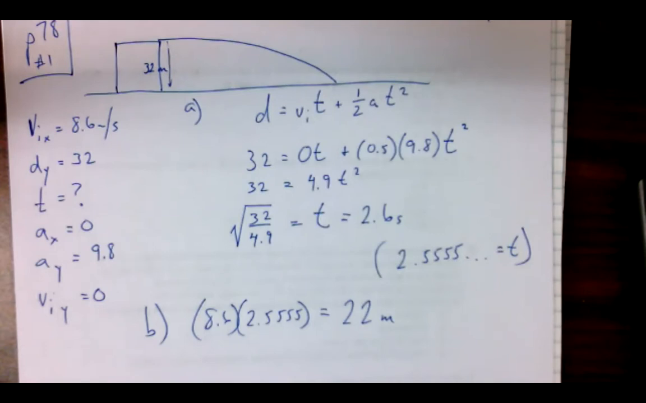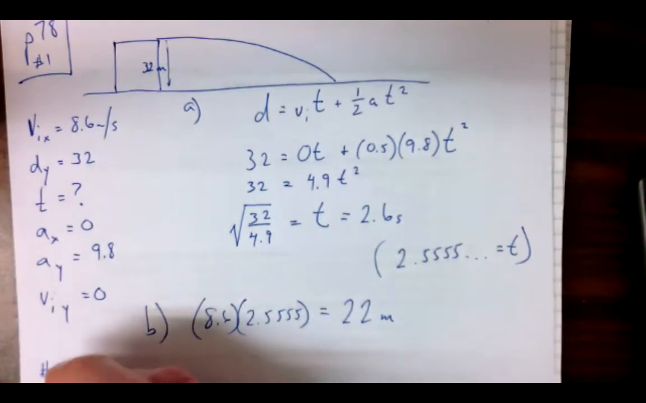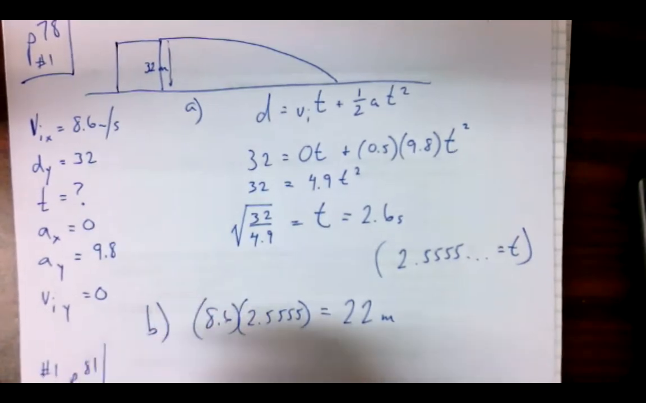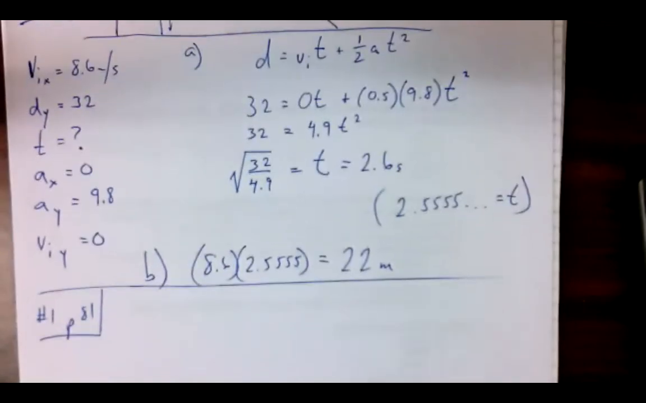I'm going to do number 1 on page 81. It says a superhero launches himself from the top of a building with a velocity of 7.3 meters per second at an angle of 25 degrees above the horizontal. If the building's 17 meters high, how far will he travel horizontally before reaching the ground? What is his final velocity?